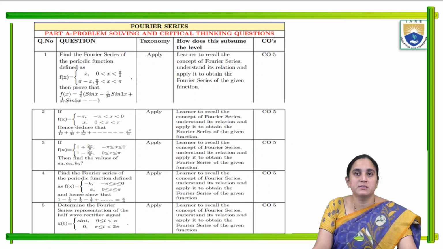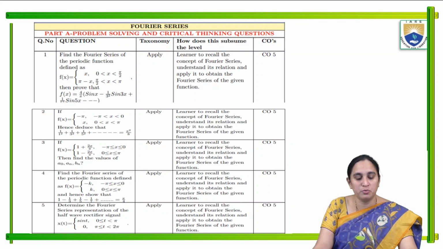Under that, the first one: find the Fourier series of the periodic function defined as f of x is equal to x, 0 less than x less than pi by 2, and pi minus x, pi by 2 less than x less than pi. Then prove that f of x is equal to 4 by pi into sin x minus 1 by 3 square into sin 3x plus 1 by 5 square into sin 5x and so on.